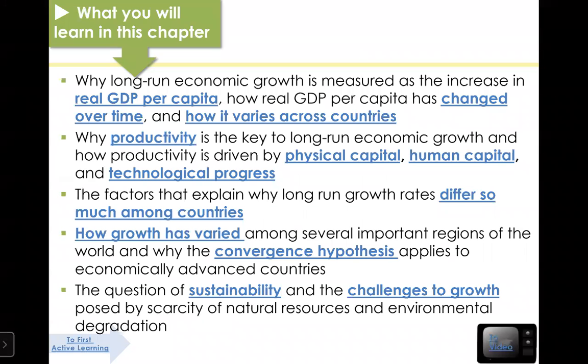So in this chapter, we understand what we mean by long-run economic growth. Then we are going to look at factors that are crucial for long-run economic growth. After that, we are going to see whether countries can catch up with each other over a long time. And finally, we look at the sustainability of economic growth. This is related to climate change.